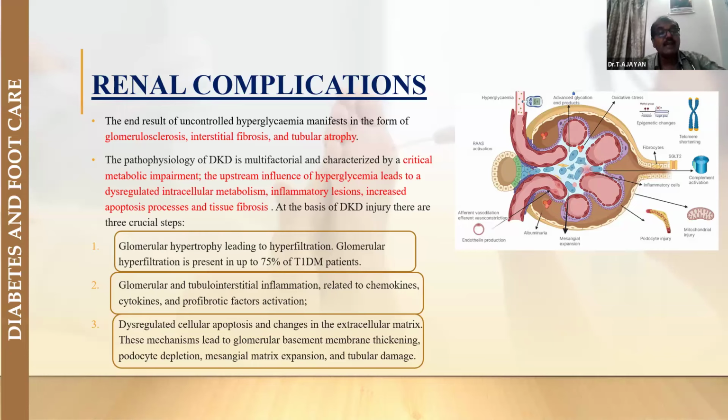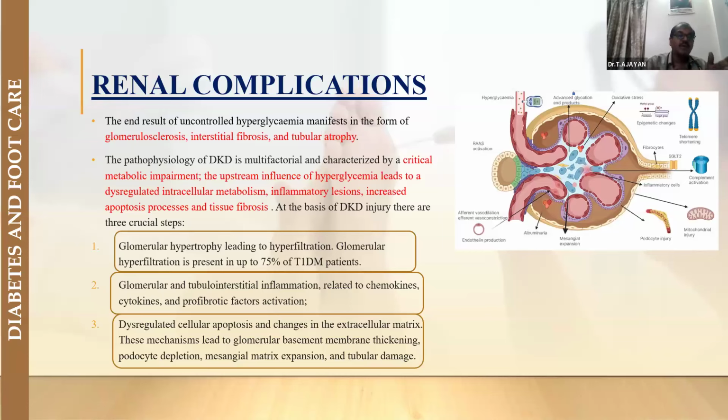There are 3 levels of complications that arise. The first is glomerular hypertrophy. The second one is glomerular and tubulointerstitial inflammation. And the third major issue in renal complication is dysregulated cellular apoptosis, that is, there are changes in the extracellular matrix. I am not going into the details.